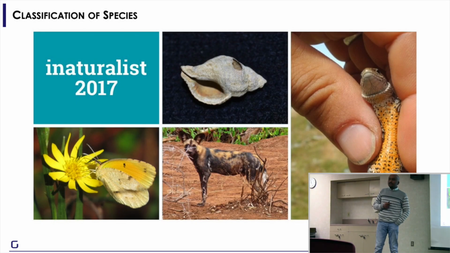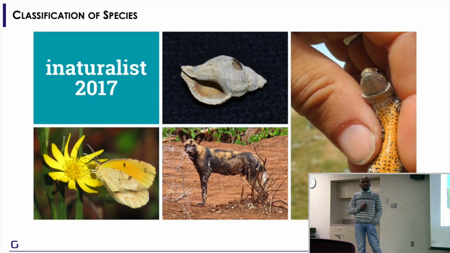iNaturalist is another organization which focuses on biodiversity conservation. So they have this nice app where they let people take pictures and upload their own pictures of insects, animals, whatever you find around, plants and so on. And they want to promote conversations around biodiversity.